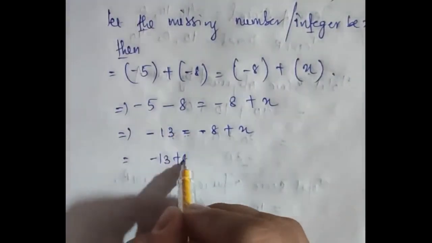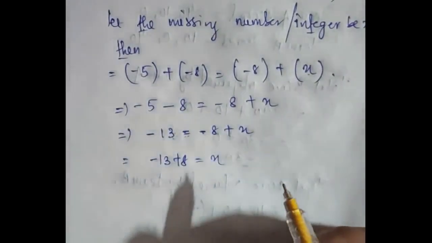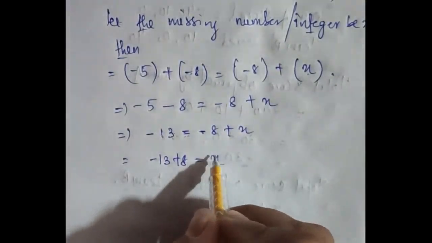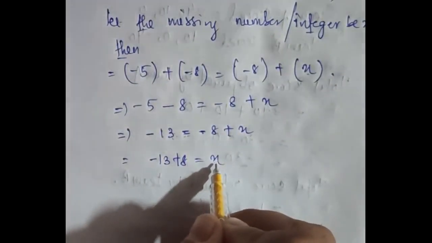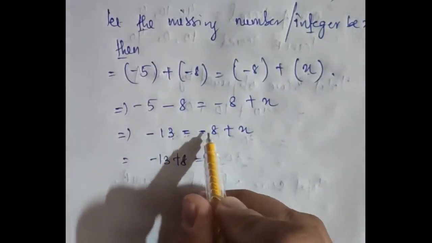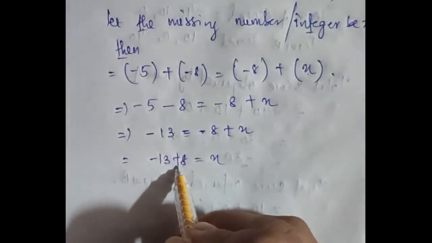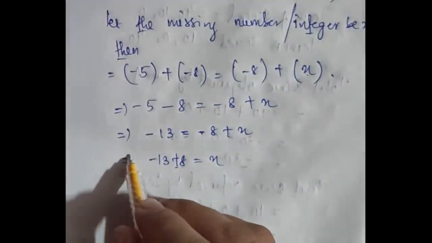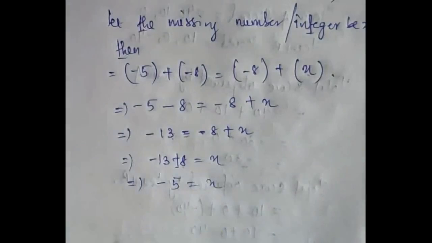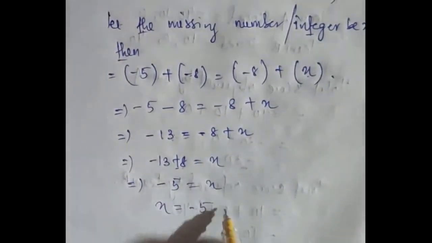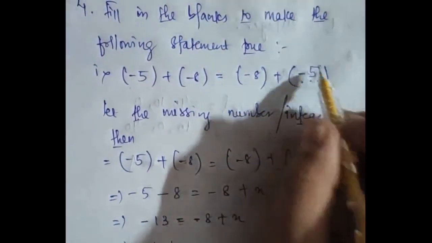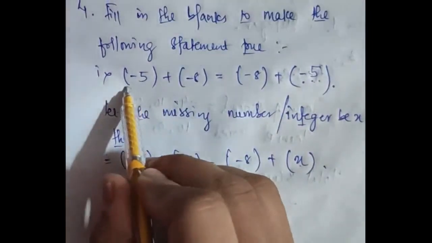Minus will become +8 is equal to x. X already had plus, so it won't change its sign. The x won't be changing the sign. Only the one who is crossing the border, or the one who is crossing this equals to sign, will change the sign. Okay, so have you understood? -5 is equal to x, so now you got x value -5. So our missing number was -5.